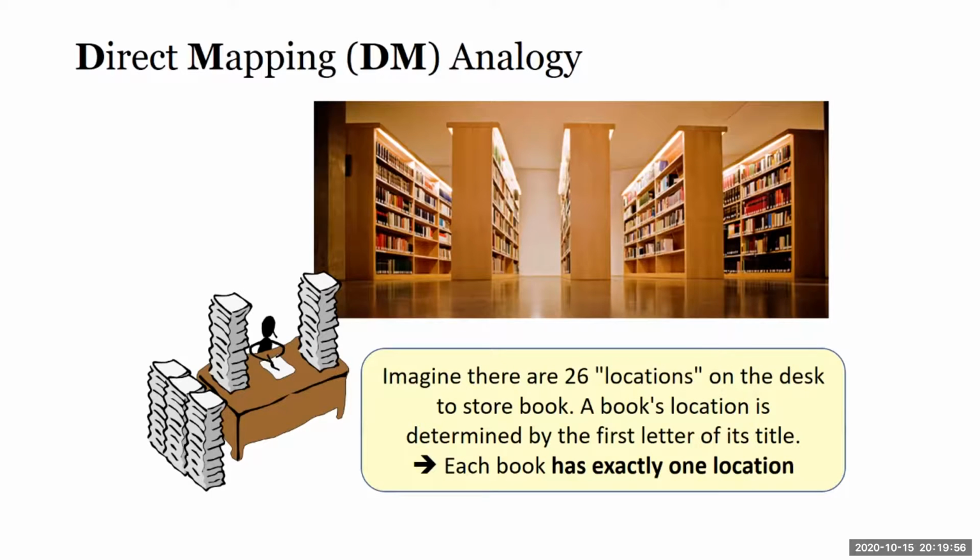Why direct map cache? The analogy is this. Suppose there are 26 locations on a desk. Each book can only go to one location. If a book is in English, we say the first letter of the title decides. So on my desk I have A to Z. If the book is Harry Potter, I have H, so it must go to the H slot only.